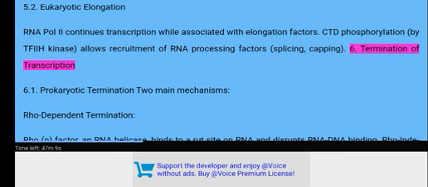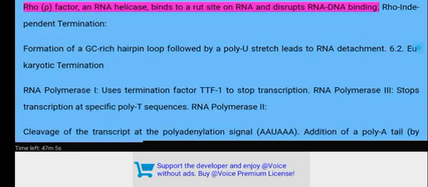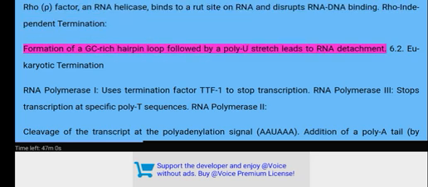6. Termination of transcription. 6.1. Prokaryotic termination. Two main mechanisms. Rho-dependent termination. Rho factor, an RNA helicase, binds to a site on RNA and disrupts RNA-DNA binding. Rho-independent termination. Formation of a GC-rich hairpin loop followed by a poly-U stretch leads to RNA detachment.